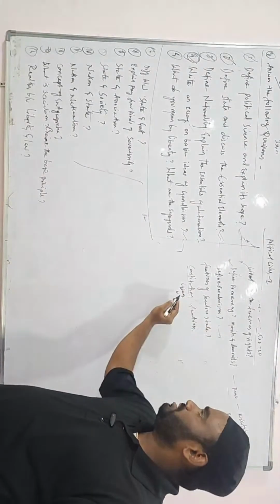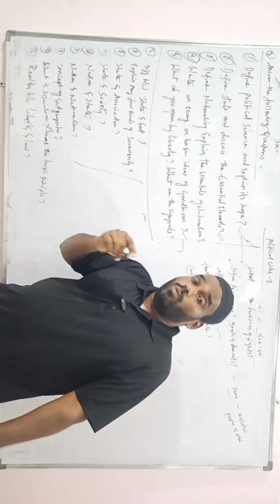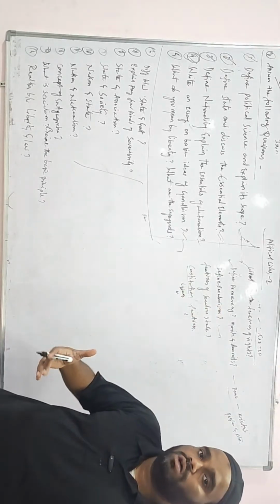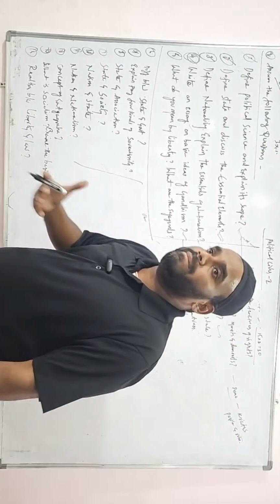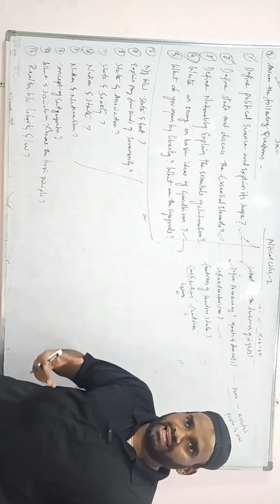Okay? Next feature. What are the features there? See, one constitution. In this constitution, we have various kinds of amendments. What do you mean by amendments? Making necessary corrections.